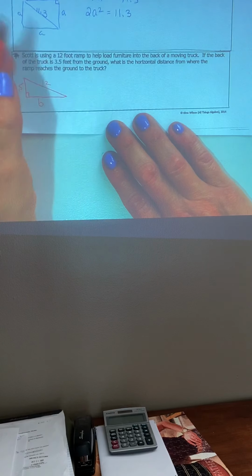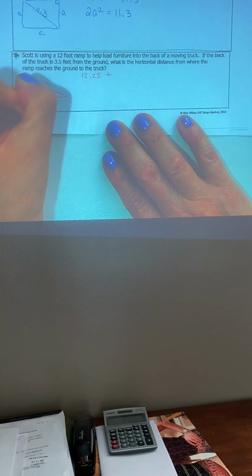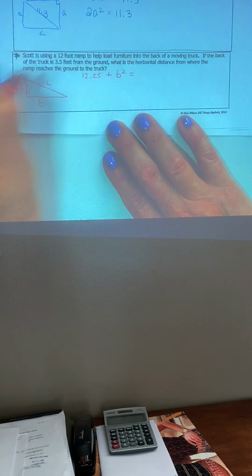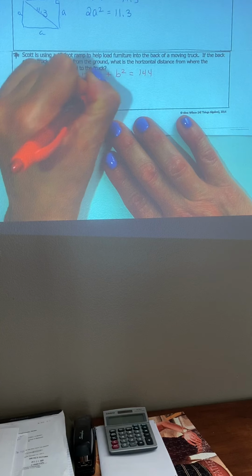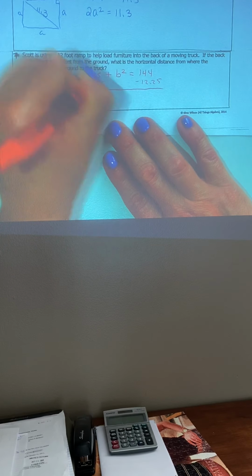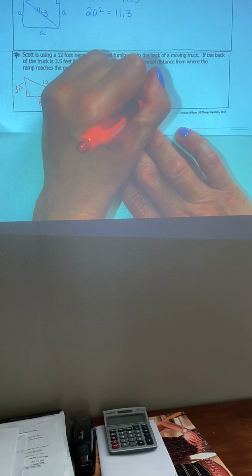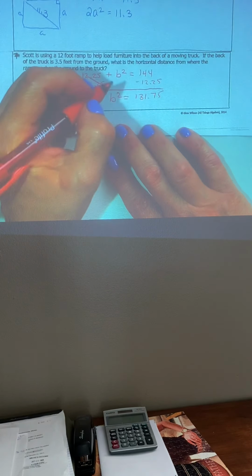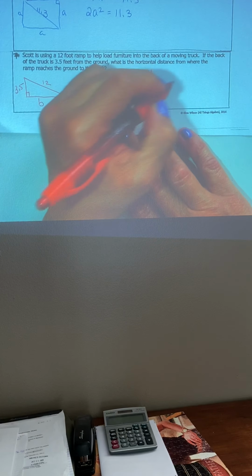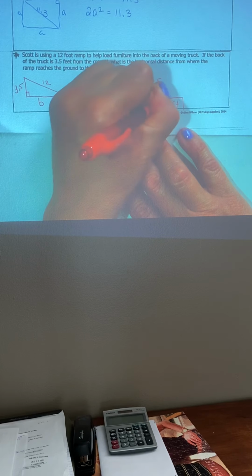So we have 3.5 squared is 12.25 plus B squared equals 144. B squared equals 131.75. Take the square root. B equals 11.5, and we're talking feet.